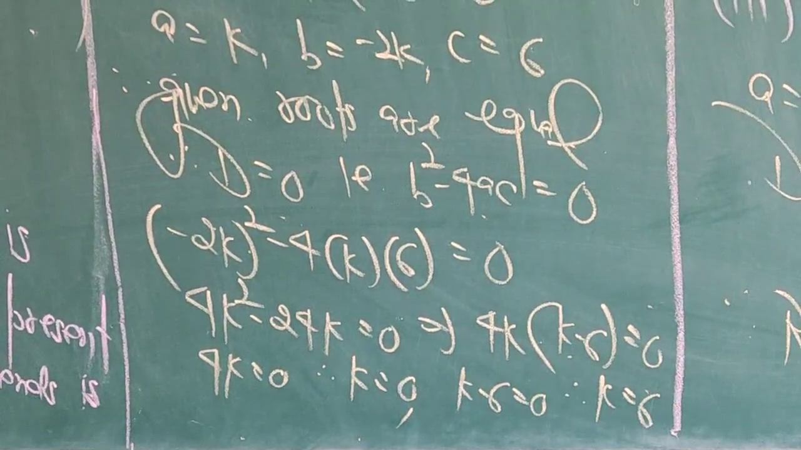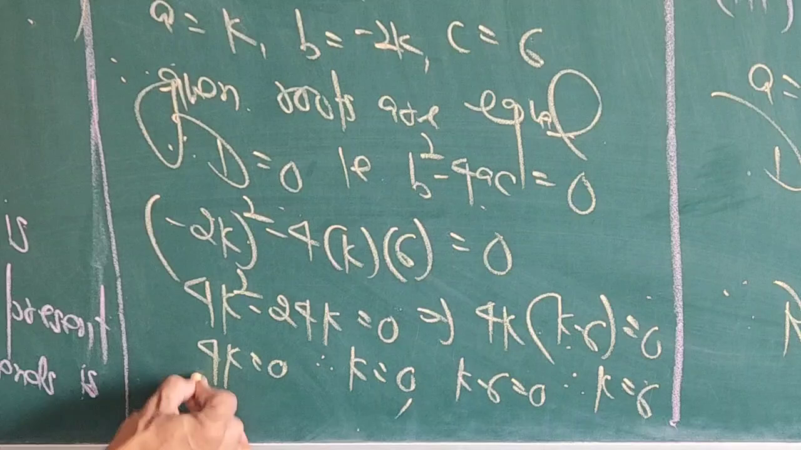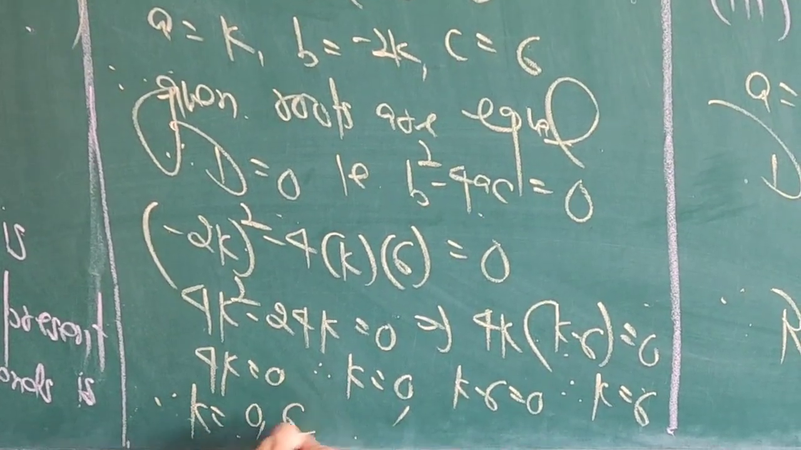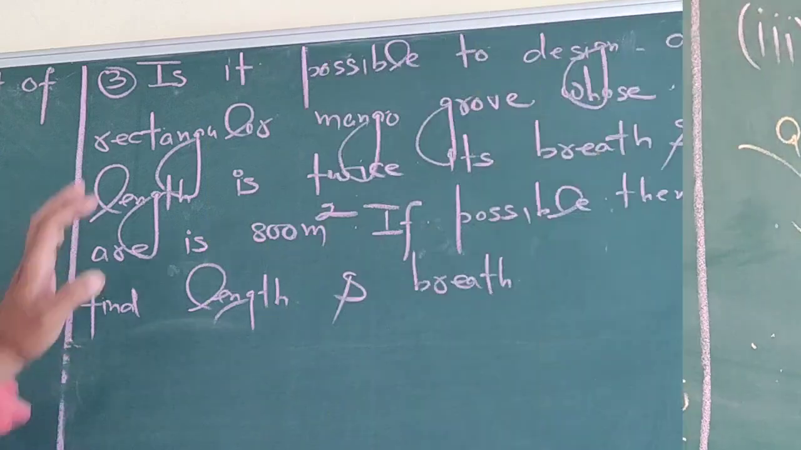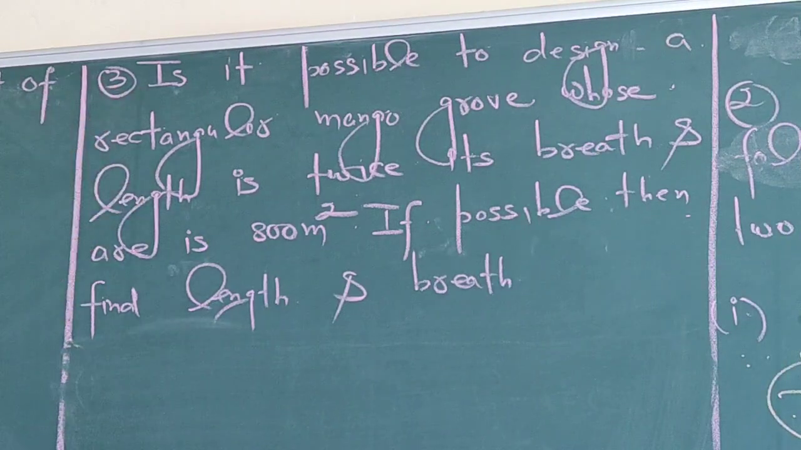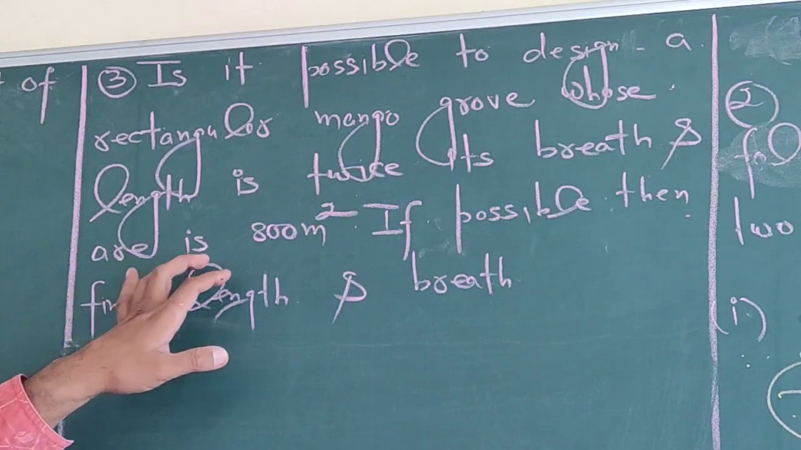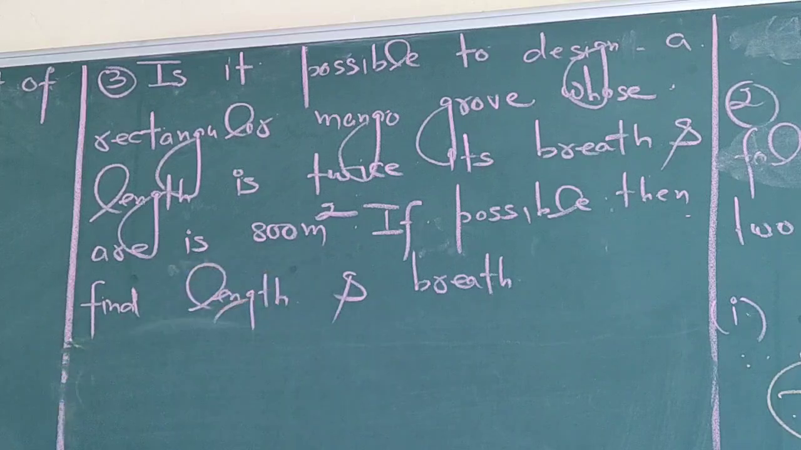So we can say that when the roots of this equation are equal, then either k equal to 0 or k equal to 6. The third question of this exercise is: is it possible to design a rectangular mango grove whose length is twice its width and area is 800 meter square? If possible, then find length and breadth.